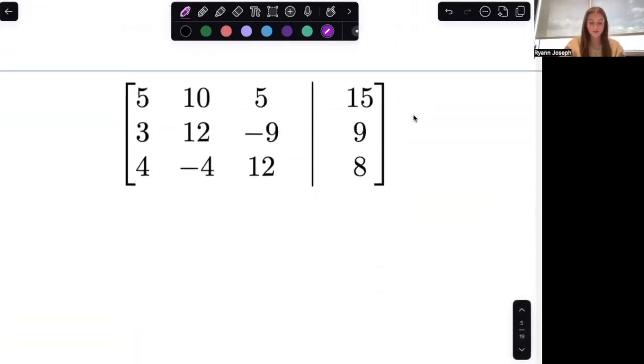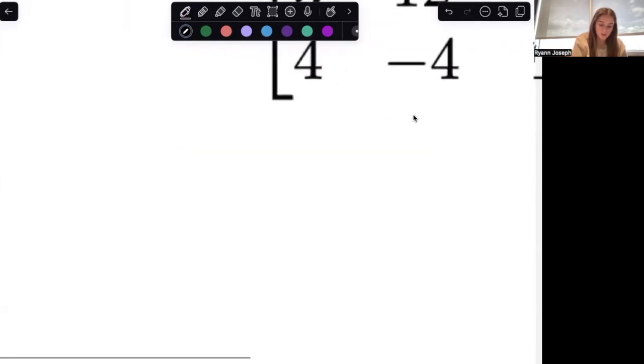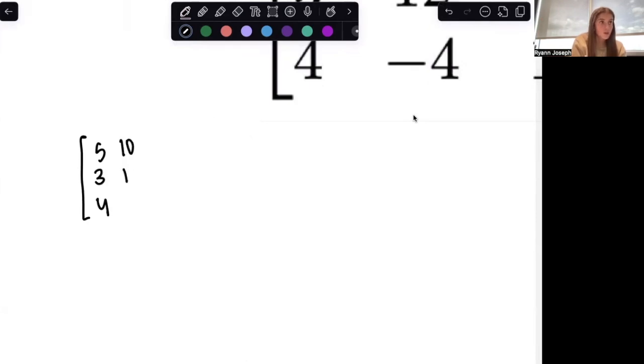For this reduced echelon form example, this is a process that I use to find the reduced echelon form. Essentially, you can do it however you feel most comfortable. I feel like this works best for me, but whatever works best for you. All right, let's write this matrix. We're going to have to write it a lot of times. So 5, 3, 4, 10, 12, -4, 5, -9, 12, 15, 9, 8. Oh, we also haven't talked about augmented systems yet.